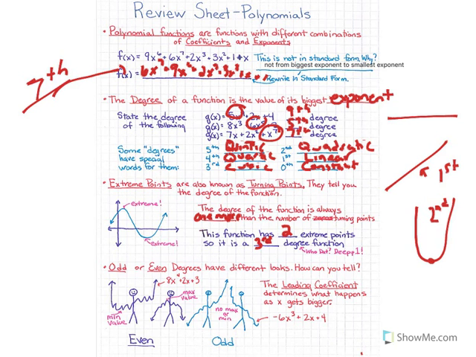Odd or even degrees have different looks. How can you tell? Our even degree functions are going to go all the way up in both directions or all the way down in both directions. And the odd degree functions are going to have arms in different directions. So even or odd determines whether the ends match and go in the same direction or are different. And the leading coefficient is just Cal. Put Cal in the race. He'll be in the front. So whatever happens in the front determines what happens as x gets bigger. Because this is a negative leading coefficient, the graph is going to go down.